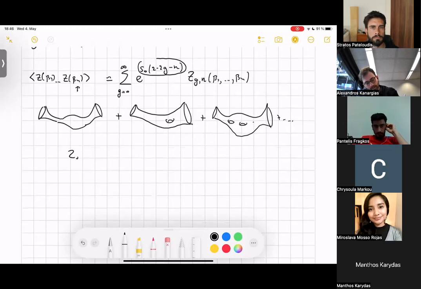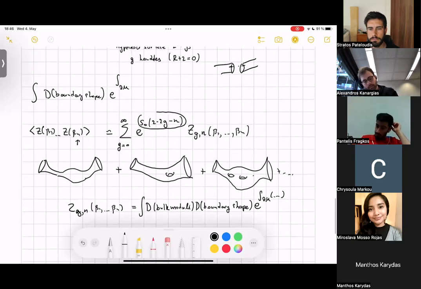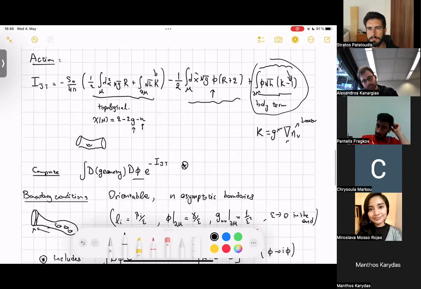And this Z_{g,n} that I wrote here, these are the integrals over the bulk moduli. By bulk moduli I mean what we were talking about, the possible bulk geometries, and then you have here e to the boundary action that I wrote here.